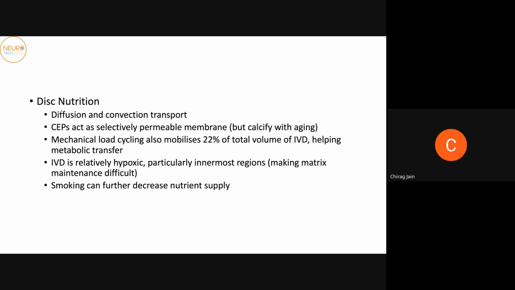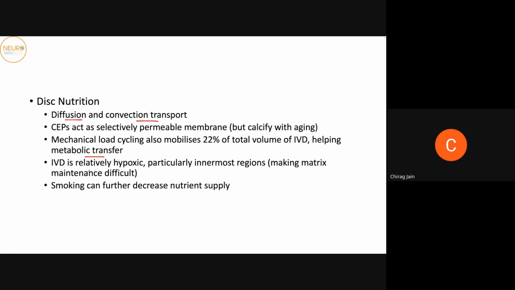As we've discussed, disc nutrition basically happens by diffusion. It will also happen by convection transport. The cartilaginous end plates basically form a selectively permeable membrane, and this will provide a pathway for diffusion to occur. But with age, this will calcify, and over time, the nutrition to the disc will come down. Also, normal mechanical loading cycles, just flexion and extension, will also mobilize 22% of the total volume of the intervertebral disc. So when the disc is under compression, water moves out of the disc, and when it is released, the water can move back into the disc. So that also has metabolic transfer.